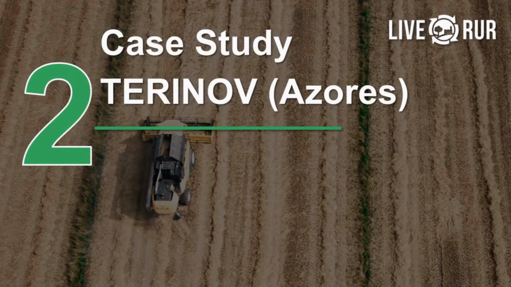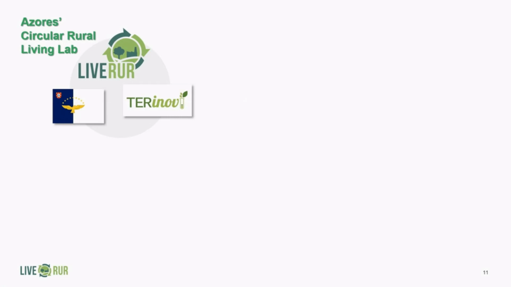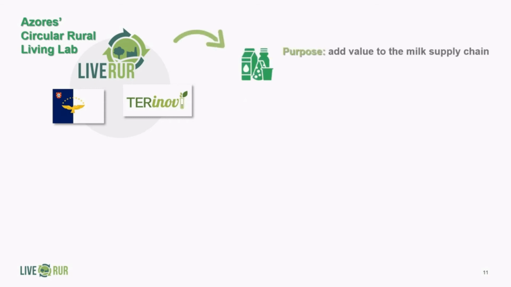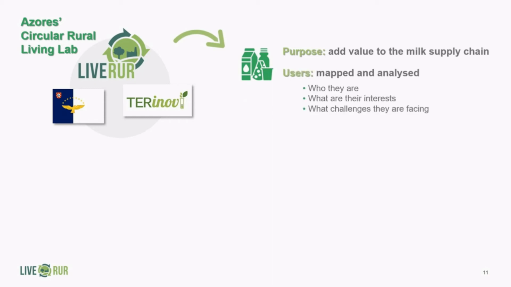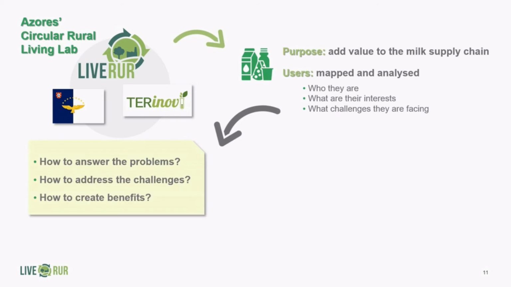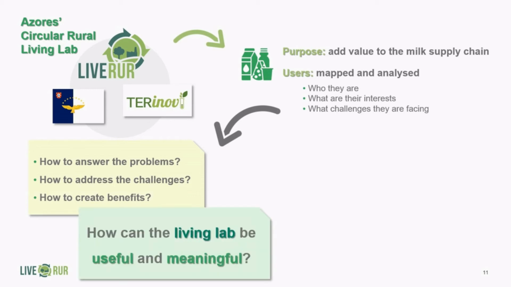Let's look to our case study and see how one of these tools can be useful. In the previous videos, using some tools from the toolbox, we have demonstrated that the purpose of the Azores Pilot Living Lab is to add value to the milk supply chain. We have also mapped its potential users and stakeholders. So, we know why the Living Lab is being set up. We now need to focus on what to do and how to do it in order to achieve those goals. The central question is, how can the Living Lab be useful and meaningful to its stakeholders?